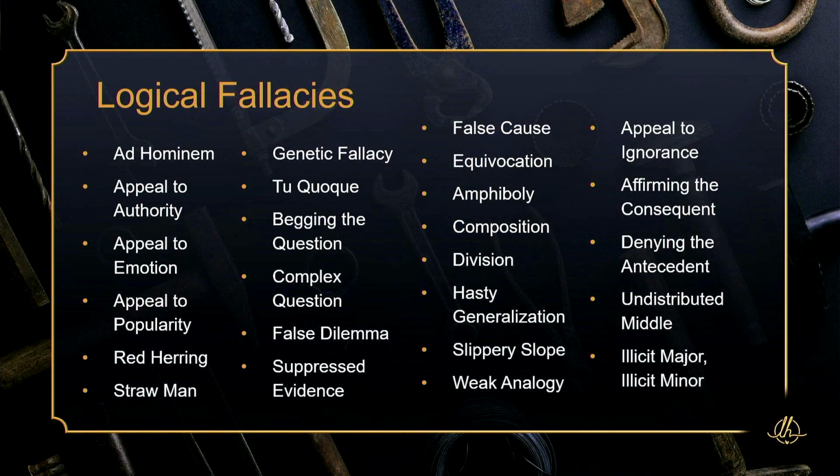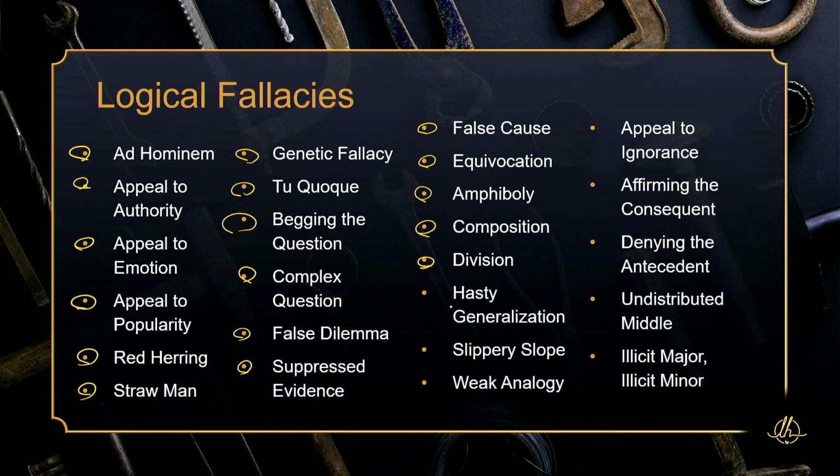All right, so you kind of get a sense of this. There are many types of fallacies. Here is a list. Ad hominem, appeal to authority, appeal to emotion, appeal to popularity, red herring, straw man, genetic fallacy, tu quoque, begging the question, complex question, false dilemma, suppressed evidence, false cause, equivocation, amphibole, composition, division, hasty generalization, slippery slope, weak analogy, appeal to ignorance, affirming the consequent, denying the antecedent, undistributed middle, we just covered that one, and illicit major, illicit minor.